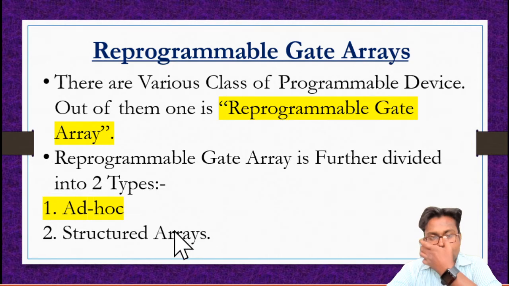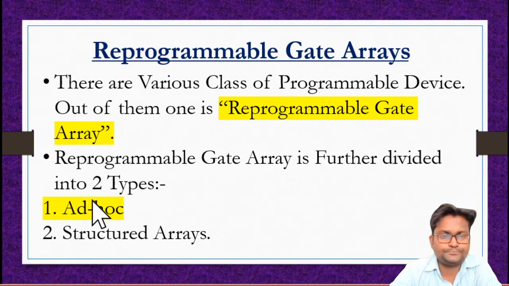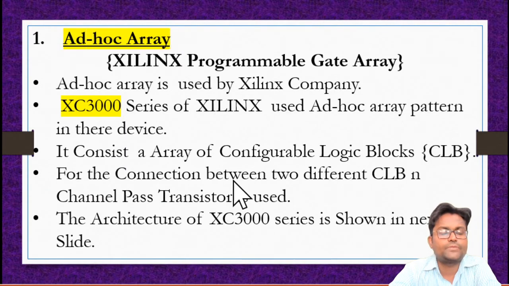In this lecture, we will discuss the ad hoc array, and the structured array we will see in our next lecture. So we start with the ad hoc array. Now, what is an ad hoc array? When making any reprogrammable structure or array, if we use a certain type of structure in which various memory cells are connected with one another, with some specific type of interconnection between them, it is known as an ad hoc array.